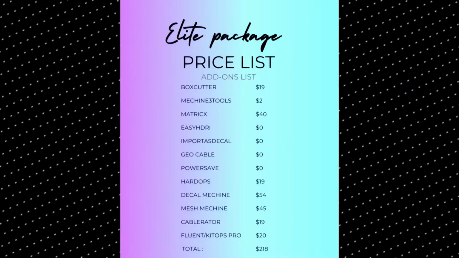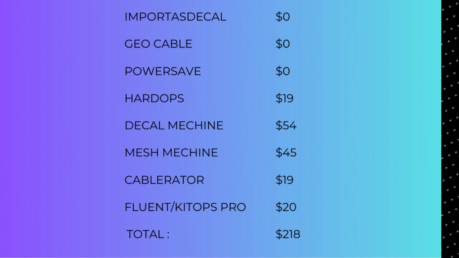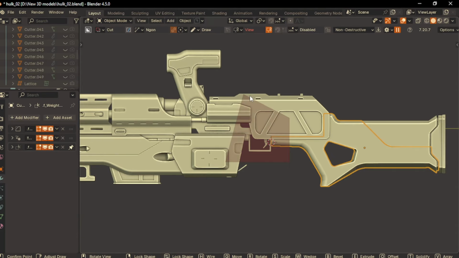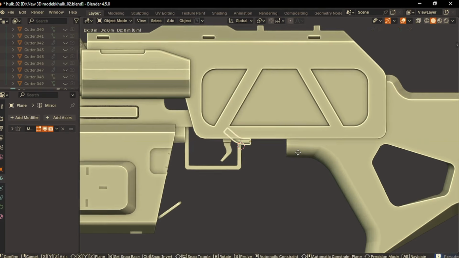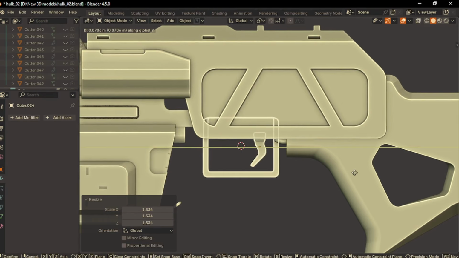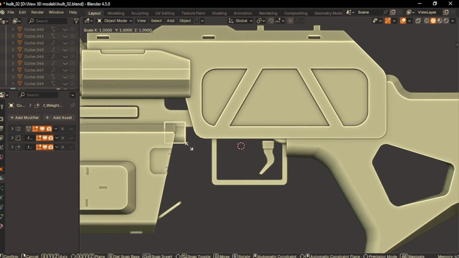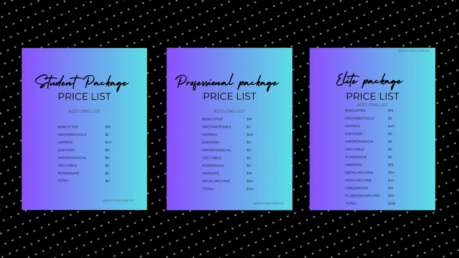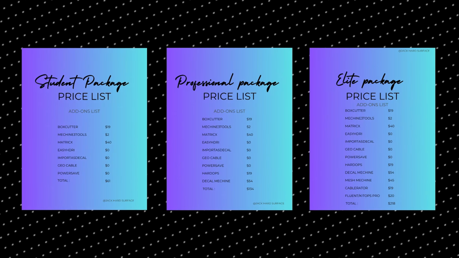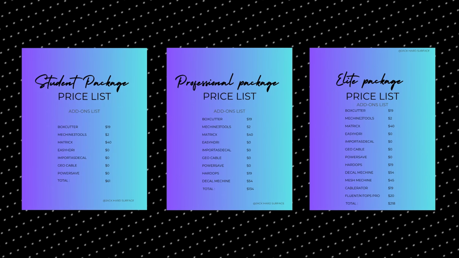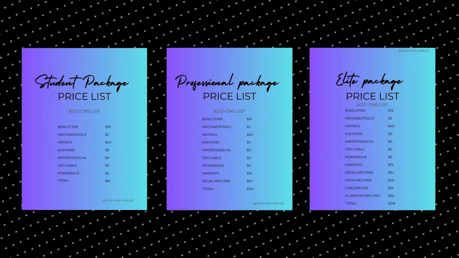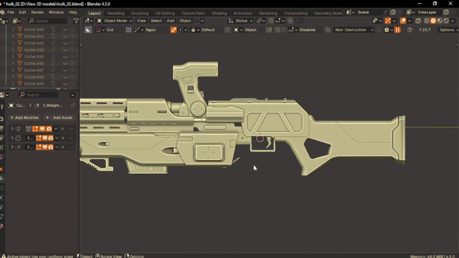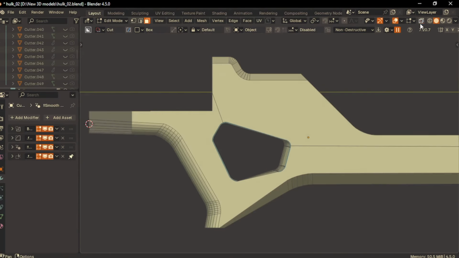In total, the Elite pack comes to around $218. At this level, the tools handle almost all the heavy lifting. You stop fighting with geometry and start focusing purely on design, creativity, and speed. But here's the best part. You can create stunning professional-level designs with any of these packages because every package already gives you what truly matters. Tools for modeling, texturing, and rendering. There is no other setup that matches the balance of pricing and capability.